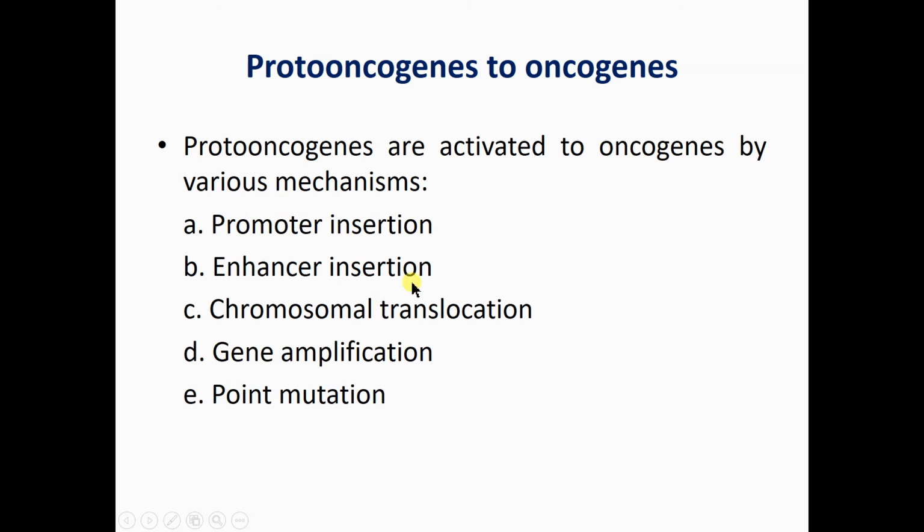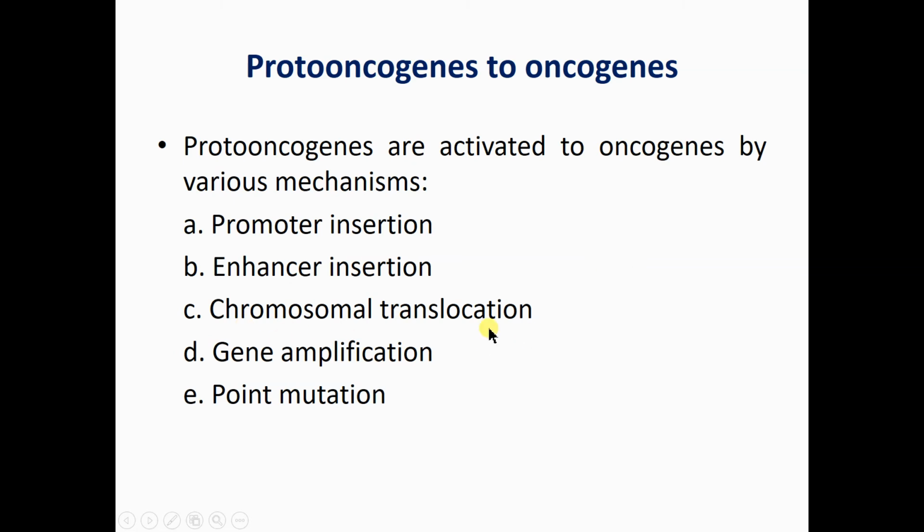The second mechanism is enhancer insertion. Enhancers are regions of the genetic material where certain proteins bind, which leads to increased transcription or increased gene expression. So if a certain molecule is inserted into the enhancer region, it leads to a continuous signal to transcribe that particular gene. So gene expression becomes uncontrolled and is continuously expressed.